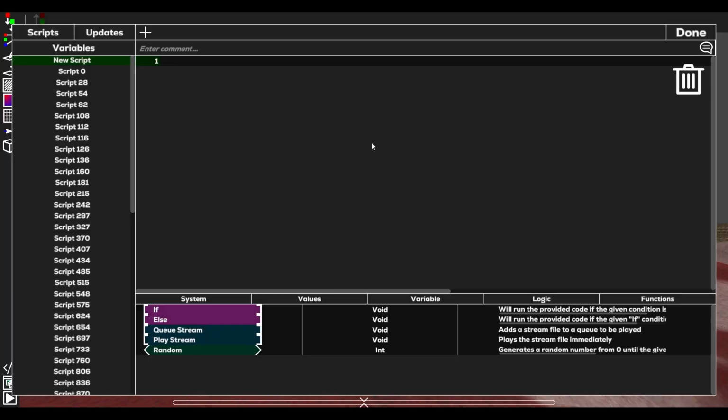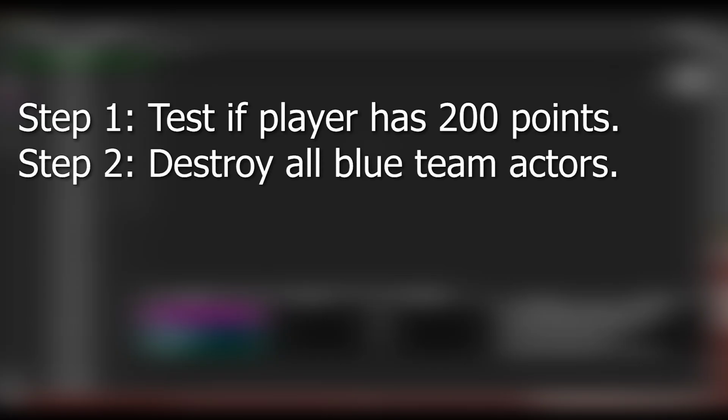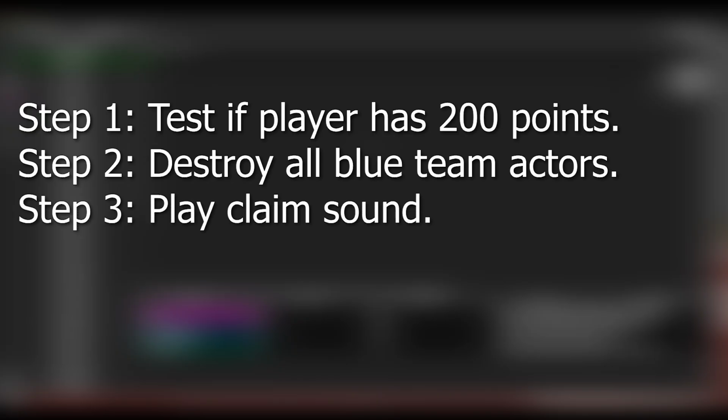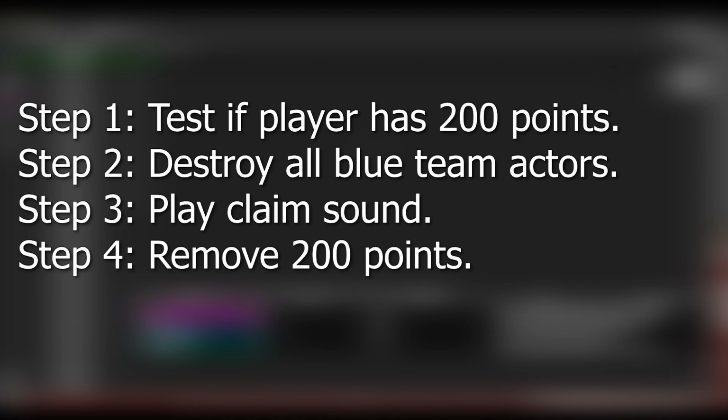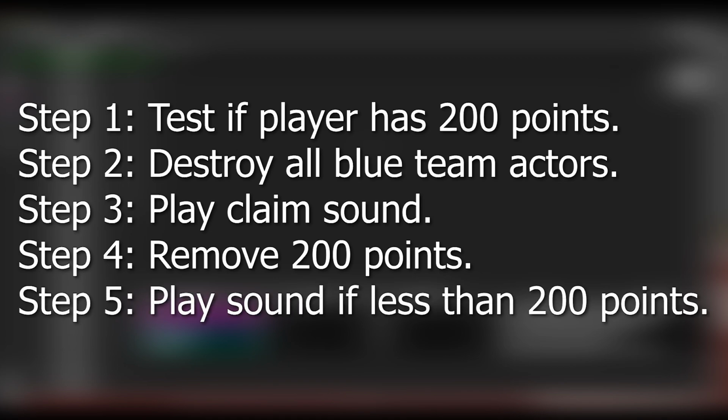Before we jump straight into making the script, let's first think of each step that needs to happen in order to make this work. Step 1, we need to test if the red player has 200 points. Step 2, we need to destroy all actors that are on the blue team. 3, we need to play the sound telling the player it worked. 4, we need to remove 200 points from the player. And 5, we need to play a sound if the player doesn't have 200 points.